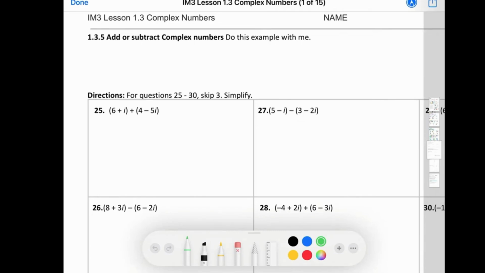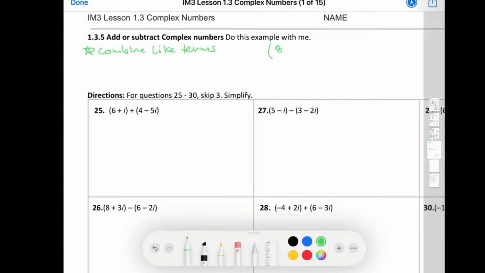Alright, 1.35 add or subtract complex numbers. Basically what this is, is just combine like terms. Just like we did in that warm-up. So let's go ahead and try this example here.